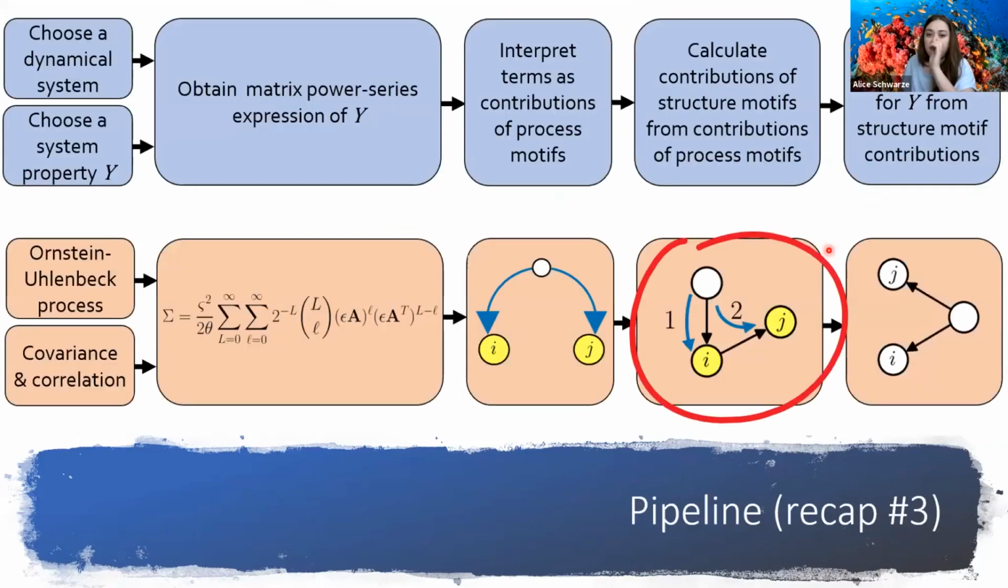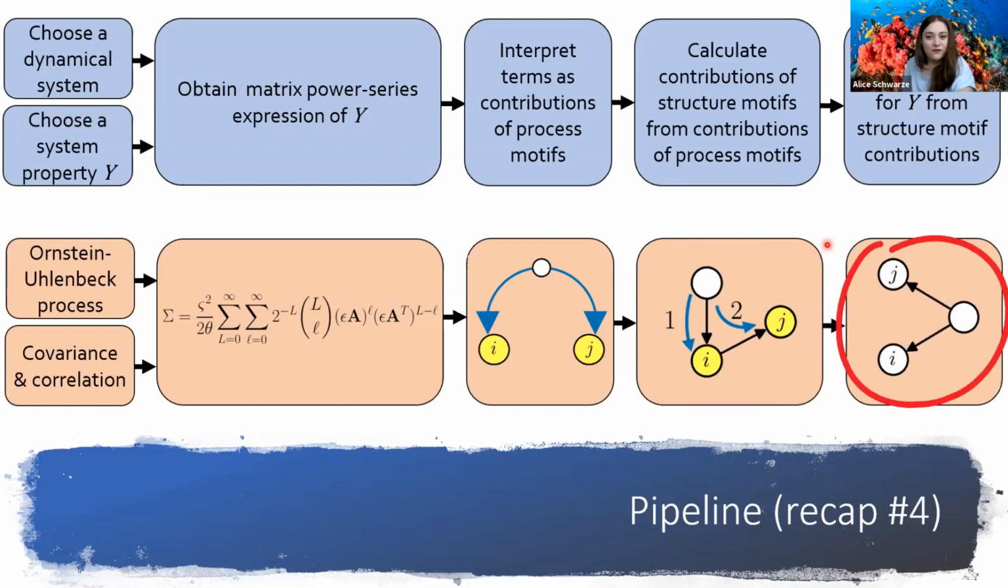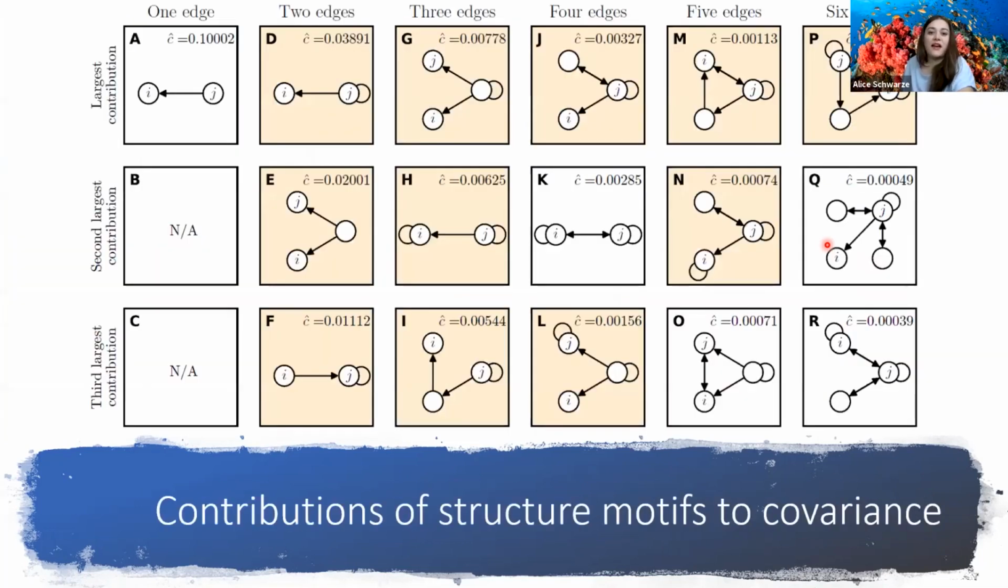So now we get to the part where we connect process motifs to network structure. And the main idea is to enumerate all process motifs that can happen on a small structure. And when we do that, we get a ranking of the small subgraphs and how much they contribute to covariance and correlation. And the results can look like this. But actually, this slide is really just me flexing that I can compute these small motif rankings.